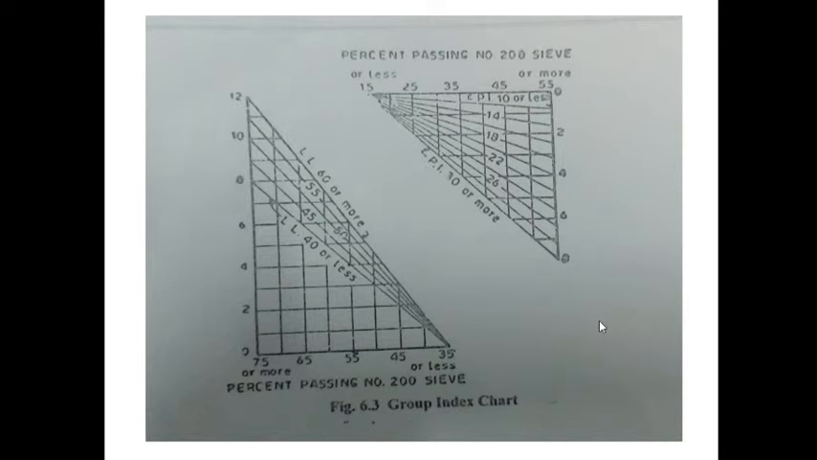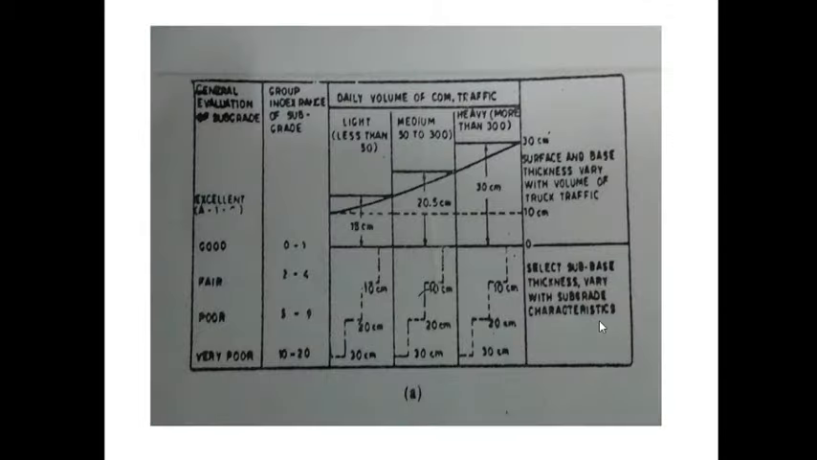The second graph shows the percentage passing the number 200 sieve, or 75 micron, and plasticity index. The first graph shows plasticity index 0 or less. Then 10, 14, 18, 22, 26, 28 and 30. In our problem, the plasticity index is 20. So the plasticity index here can be determined.